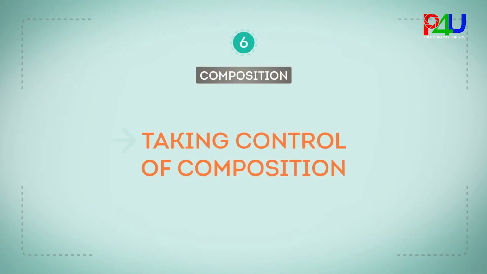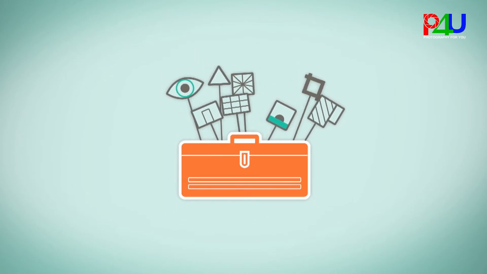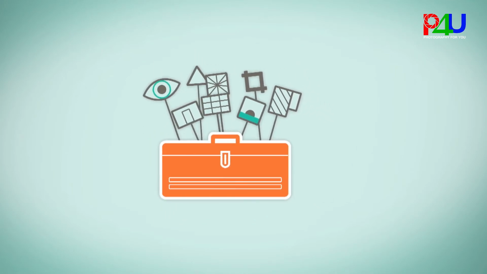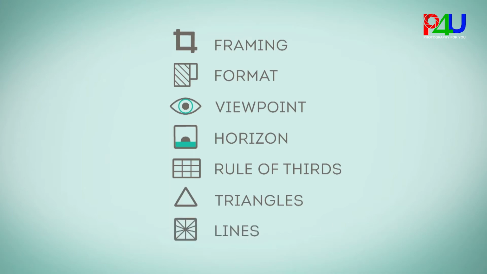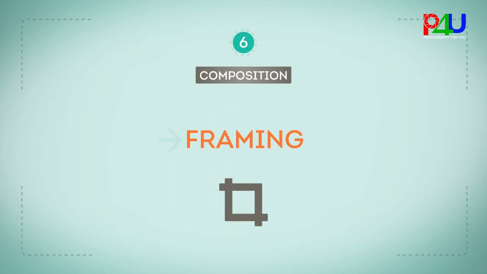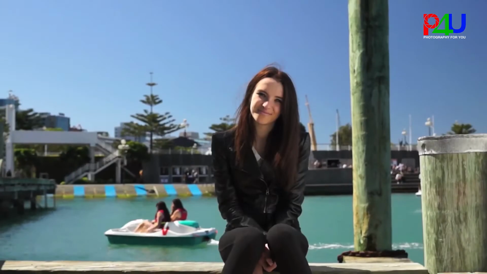You may think taking control of your composition sounds daunting, so let's have a closer look at some of the compositional tools you can use. Framing, format, viewpoint, horizon, the rule of thirds, triangles, and lines. Let's start by organizing a chaotic composition using framing.